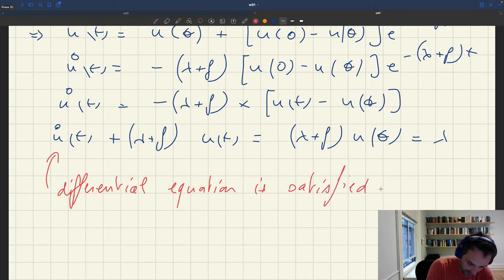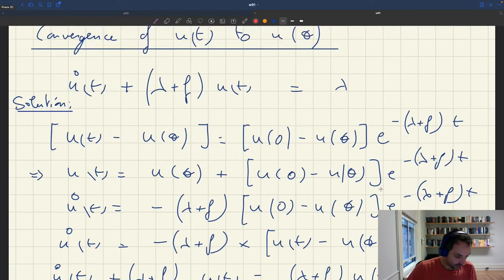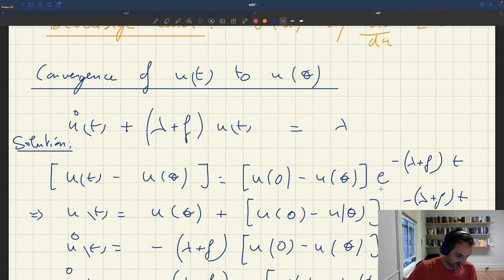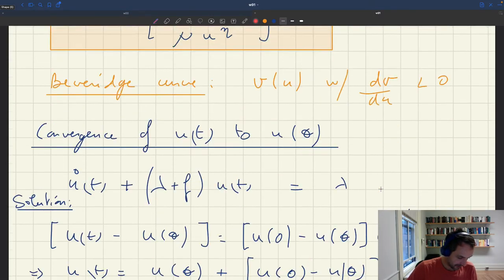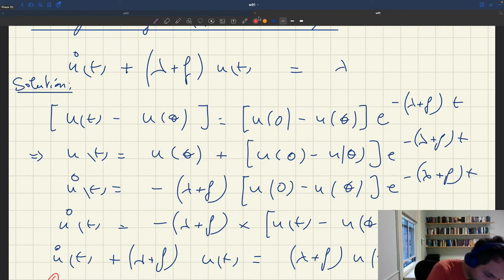And so here we can see that the differential equation is indeed satisfied. Furthermore, we know that when you have differential equations like this, you have a whole range of families of functions that satisfy it, up to a constant. But here we can see that, so this is our solution.